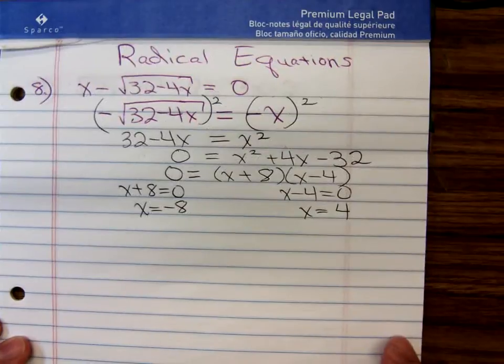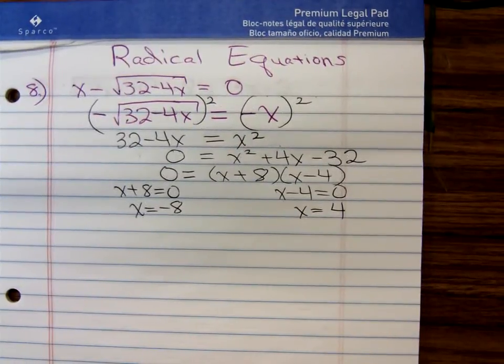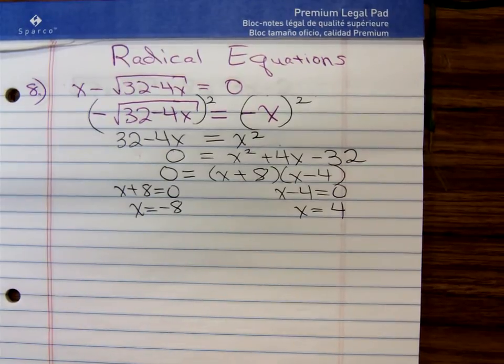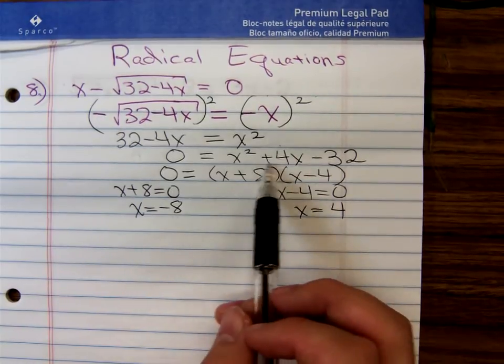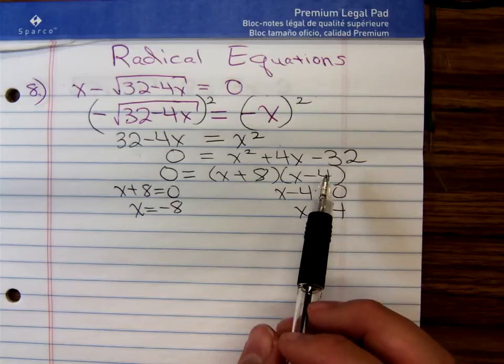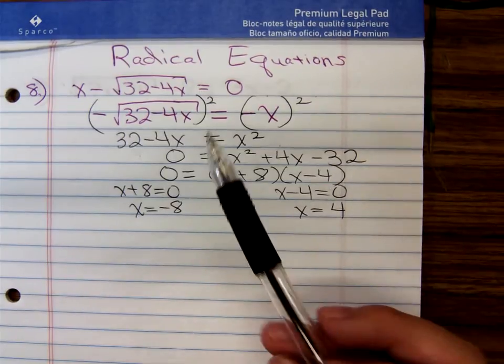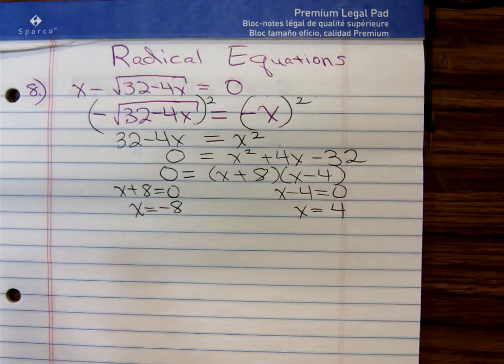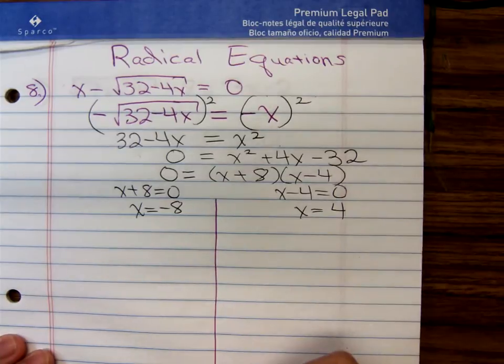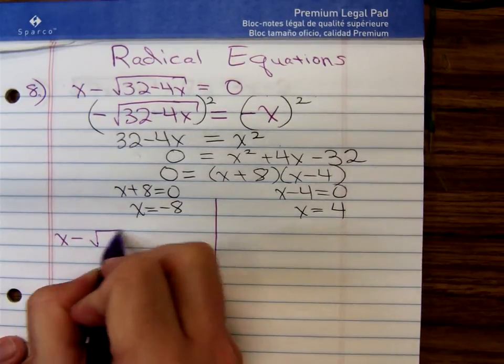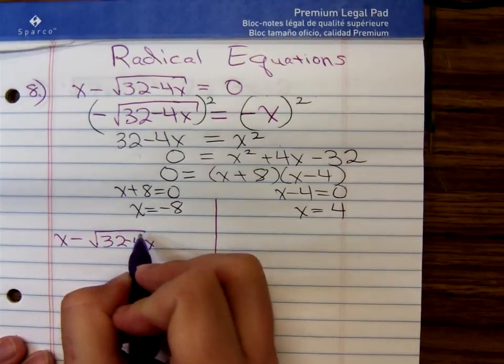But don't stop and punch those answers into MyMathLab, because remember, what did I say you had to do? We'll have to check our work now. So plug the numbers into an equation that contains radicals, okay? It's certainly going to check in the equation without radicals. You have to check the one with the radicals before you started squaring. So I'll just go back to the original form. I have x minus the square root of 32 minus 4x equals 0.